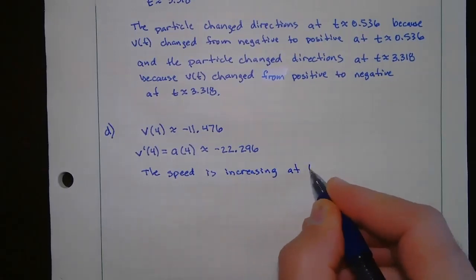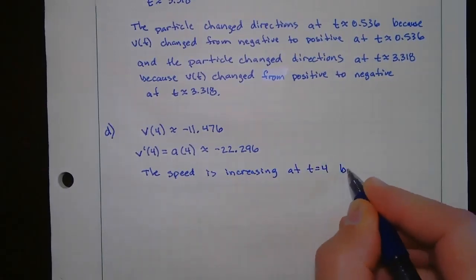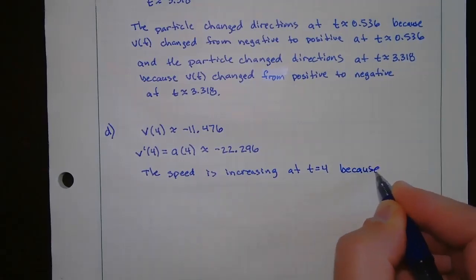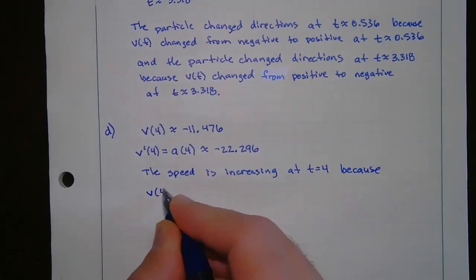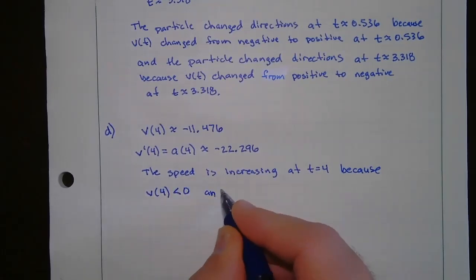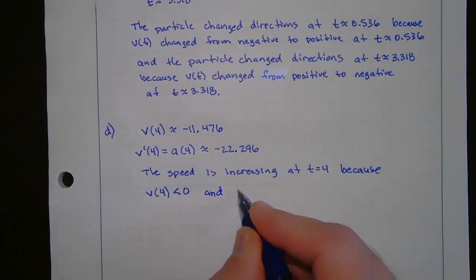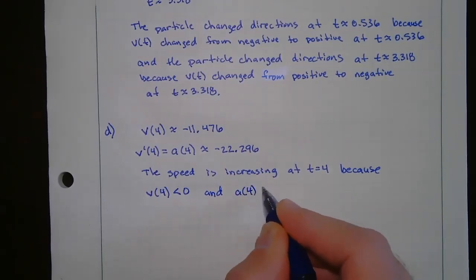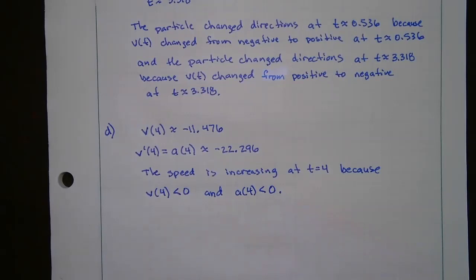at t equals 4 because v of 4 is less than 0. It's negative, right? And a of 4 is also less than 0. And that's how we know the speed is increasing, or it's speeding up. That would mean the same thing. All right, that's it for the number 2 question for 2013. Let's go on to our next problem and we'll do that one.